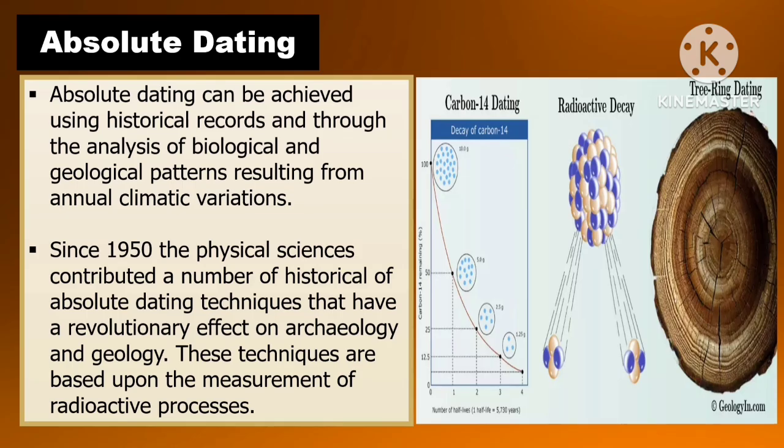Absolute dating can be achieved using historical records and through the analysis of biological and geological patterns resulting from annual climatic variations. Since 1950, the physical sciences have contributed a number of absolute dating techniques that have had a revolutionary effect on archaeology and geology. These techniques are based upon the measurement of radioactive processes.